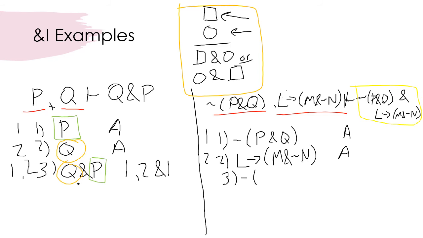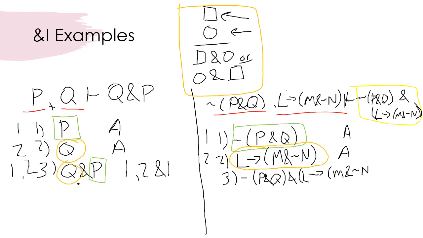We just take this as our square, this is our circle, and we can just put them together. Not P and Q, and L, and I'll put an extra set of parentheses there, L arrow M and not N, like that. And then that's going to come from 1 and 2. What are we doing? We're putting an ampersand in. Justification, or the premises for it, will come from there.